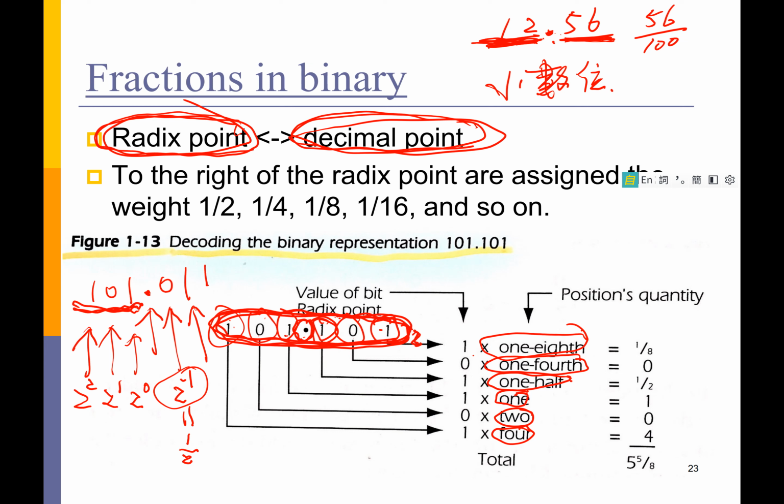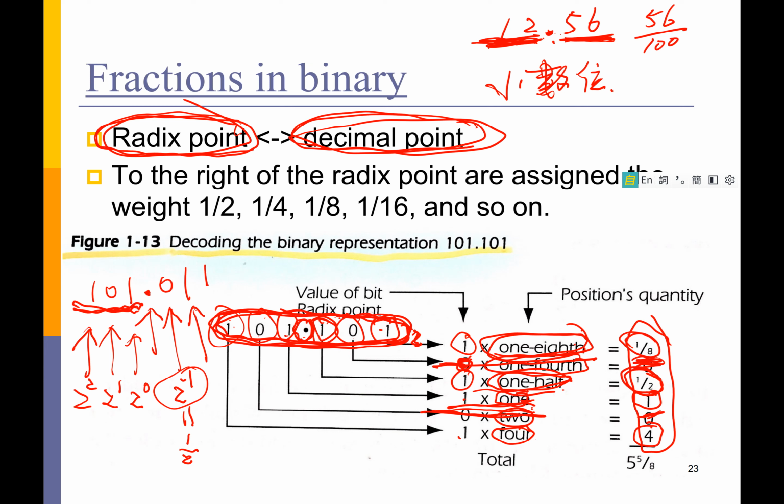Okay? So forget about the 0s. This is 0, so we forget this one. This is 0, we forget about this one. And 1 times 4 is 4 here. 1 times 1 is 1 here. 1 times 1/2 is 1/2. 1 times 1/8 is 1/8 here. And we have to sum these non-zero values. We can forget about the 0s.